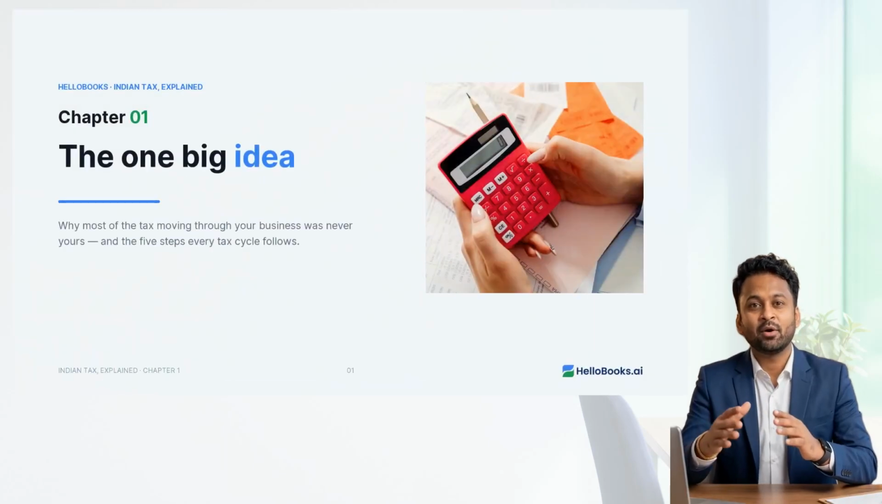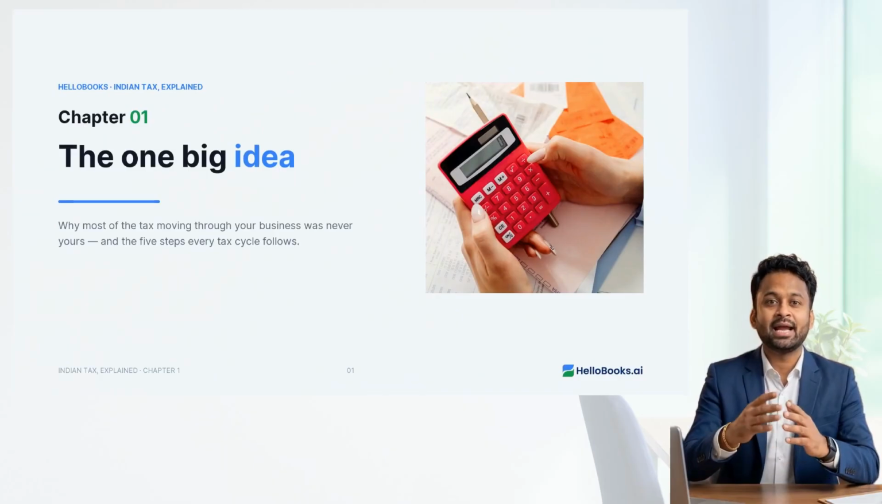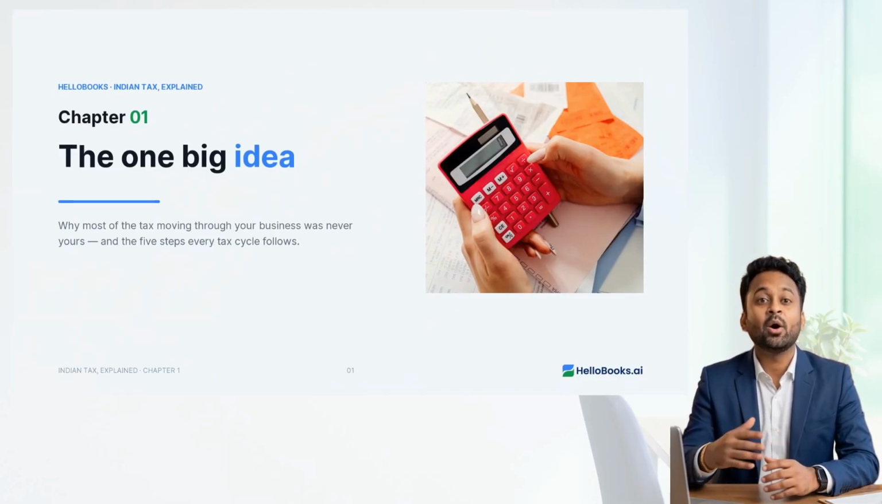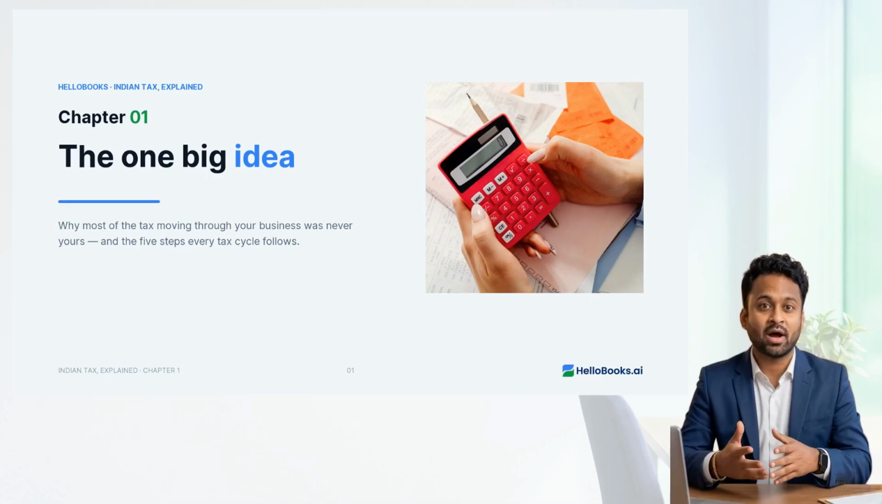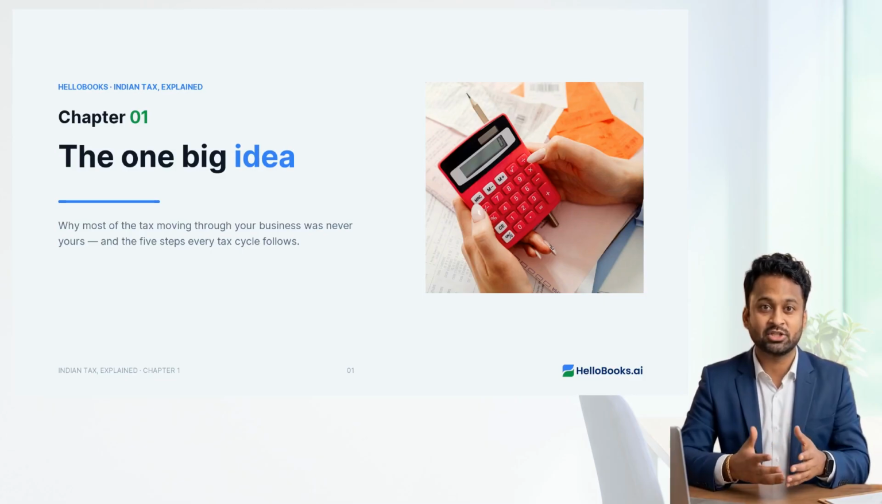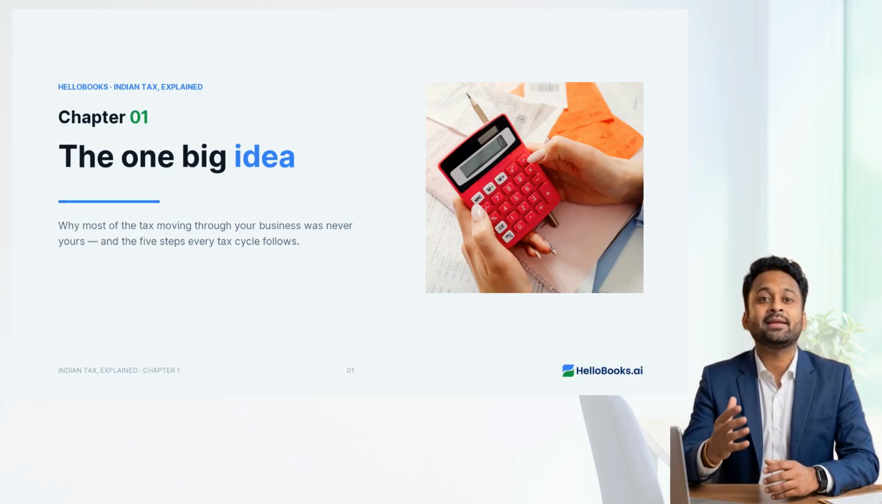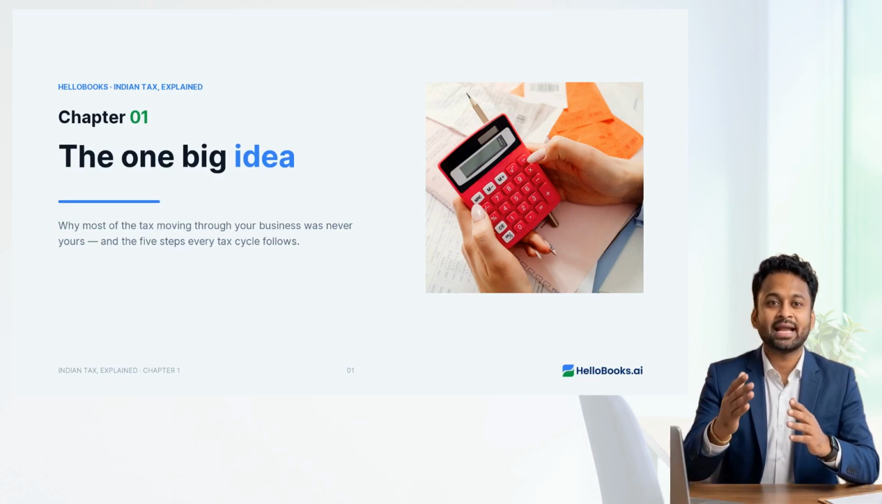Chapter 1 of 3. And before any rule or any form, there is one idea worth getting straight. Most of the tax that moves through your business was never your money. If you run a small business or you are learning the books, this changes how you read your own bank statement. Here is what it means for your accounts, the 5 steps every tax cycle follows, and the 3 taxes that do the work.